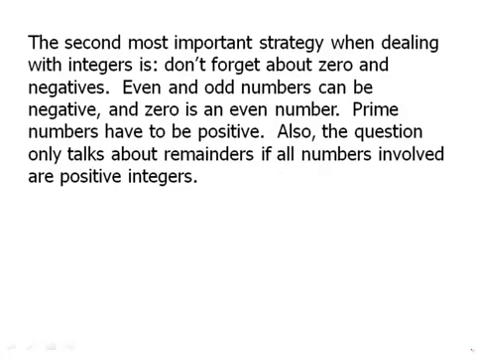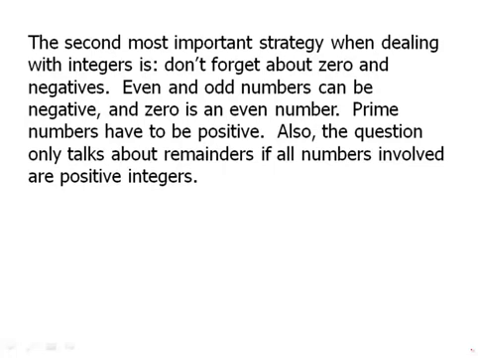The second most important strategy when dealing with integers is don't forget about zeros and negatives. People sometimes just get positive happy. They hear the word number and they think, oh, number has to be 1, 2, 3, 4, 5, numbers like that. They forget about negatives, they forget about zero, fractions, decimals, etc. You always have to think about all possible categories of numbers.